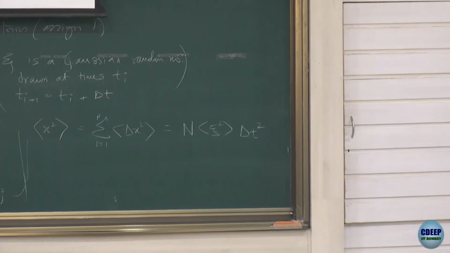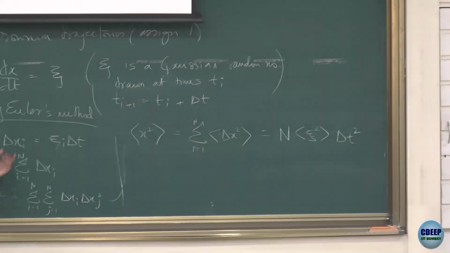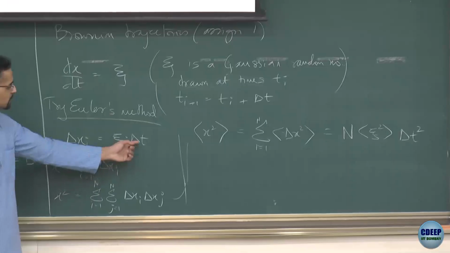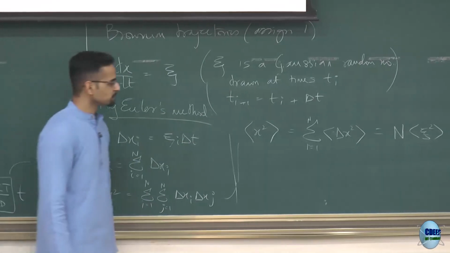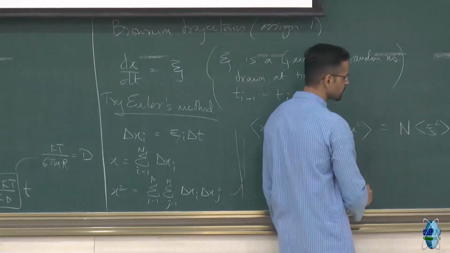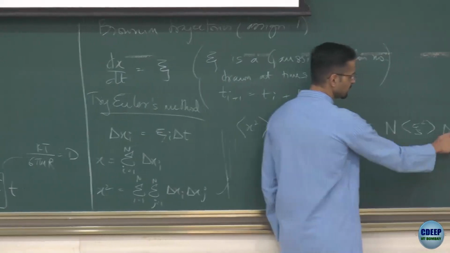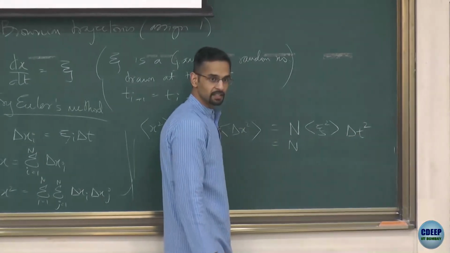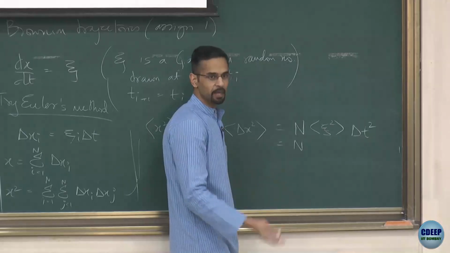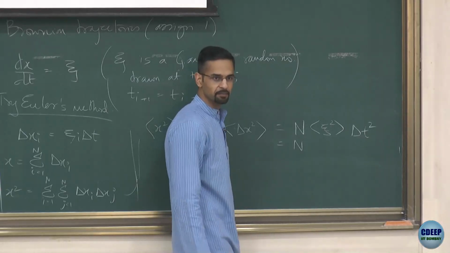You agree? The variance of this is just the variance of this, delta t square. But now you see, this n is the number of time steps. So I'm going to have n, and what is this? Delta t is capital T by n, if T is the total time.